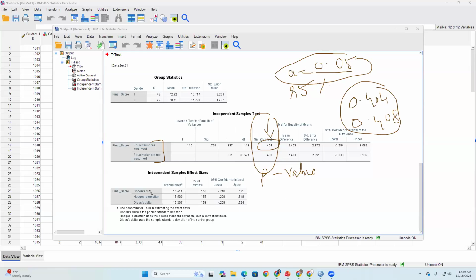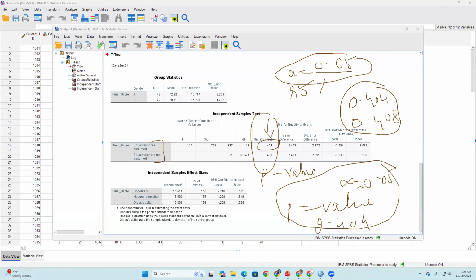Greater, smaller, greater. I'm seeing a variety of answers. Your alpha is 0.05, and you have obtained the p-value 0.404. It is greater. When the p-value is greater, we accept the null hypothesis. We accept the null hypothesis.